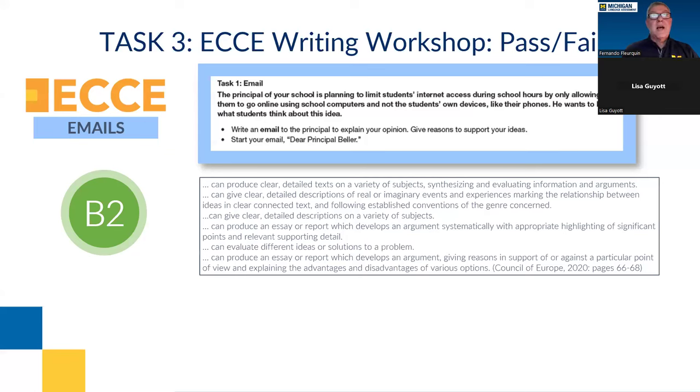here is the task. The principal of a school is planning to limit students' internet access during school hours by only allowing them to go online using school computers and not students' own devices. You can imagine the chaos that will create at school, right? And I'm sure everybody has an opinion about this. And he wants to know what students think about the idea. So, writing an email to the principal, explaining that opinion with reasons to support those ideas and starting with Dear Principal Bell.